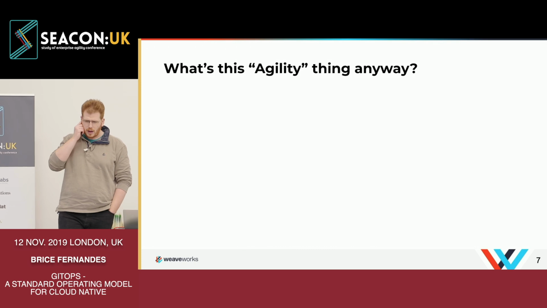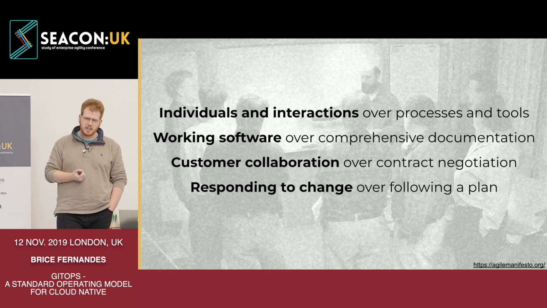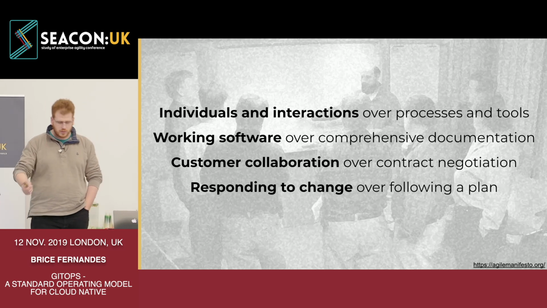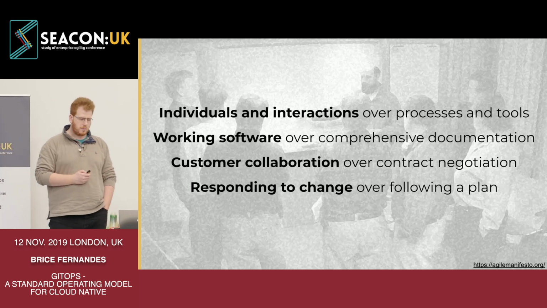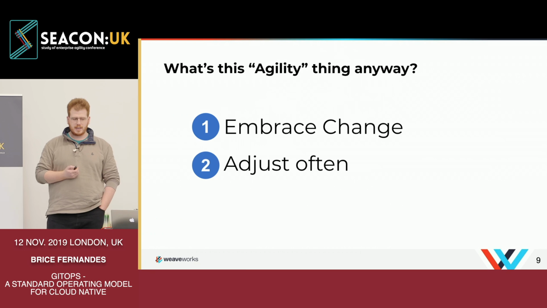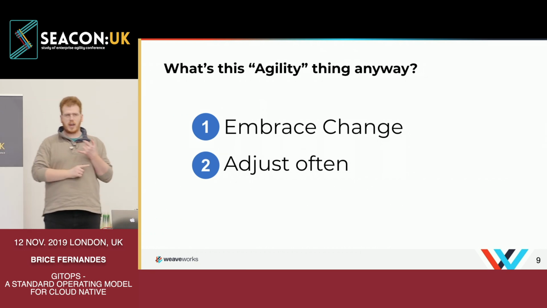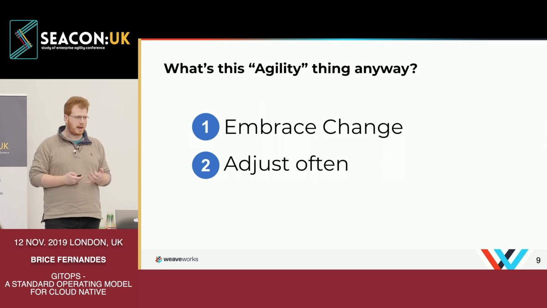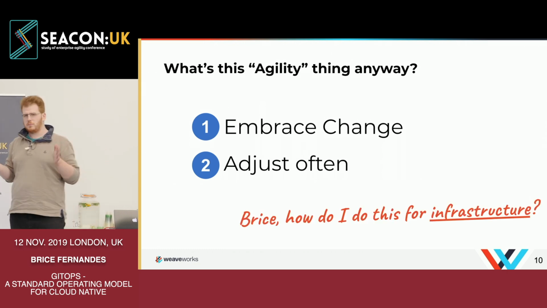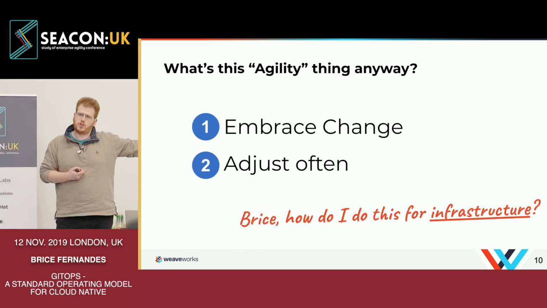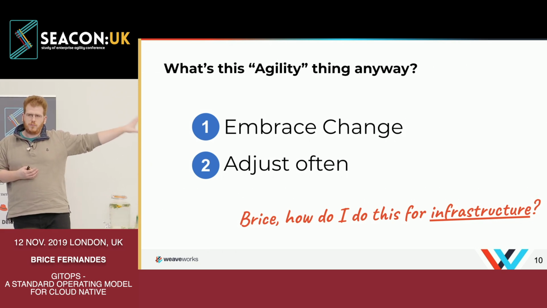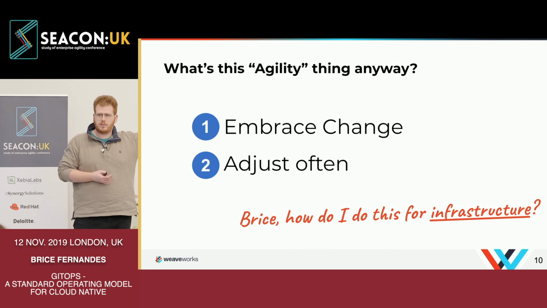So I wanted to go back to the roots of agility, which is the Agile Manifesto. If you've come across this, if you haven't, you should go and look this up. But really what it comes down to is two things: embrace change and adjust directions often, right? It's having a tight feedback loop. So the question becomes, how do I do that for infrastructure? How do I actually make this happen for managing servers, fleets of servers, etc.?